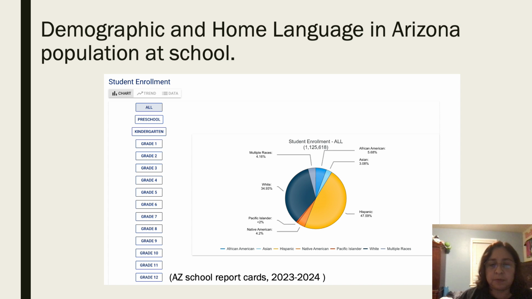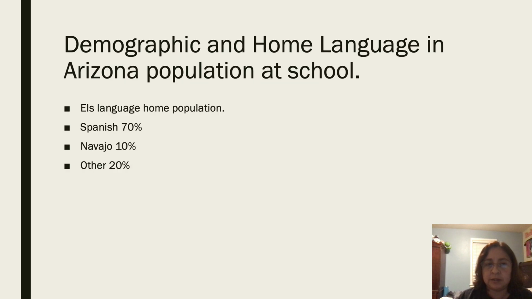What is the demographic in Arizona? Well, as you can see in the graph, 50% of the population of the students are Hispanic, and the other ones are other races, like African, Asian, white, Pacific, and Native Americans. Right now, for our purpose, we're just going to focus on the Hispanic and Native Americans.